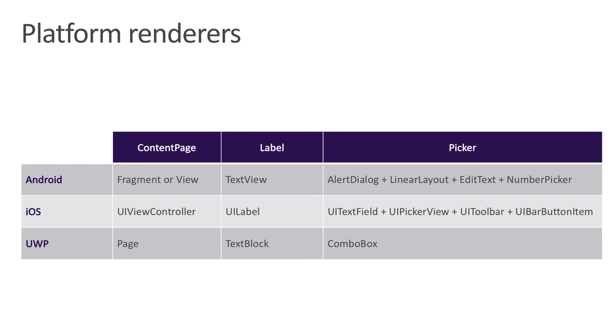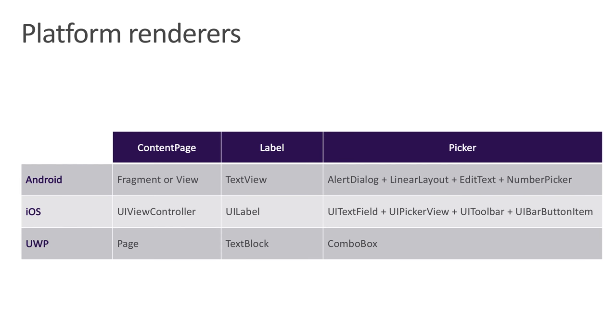So how does Xamarin.Forms achieve this? I've chosen three of our common renderers and looked at how we express those on each platform. When you ask for a content page, which is your base page class, on Android you're going to get either a fragment or a view. That's a native Android fragment or native Android view, depending on what the containing parent application is. That's an Android thing. On iOS, you're going to get the UIViewController. On UWP, you're going to get a page.